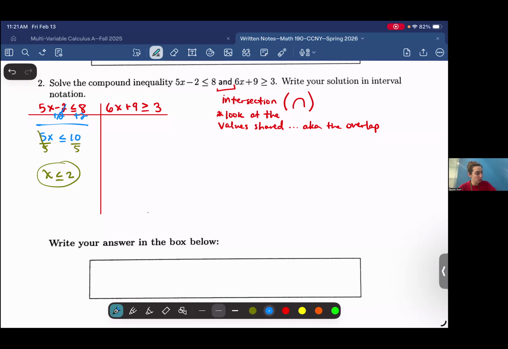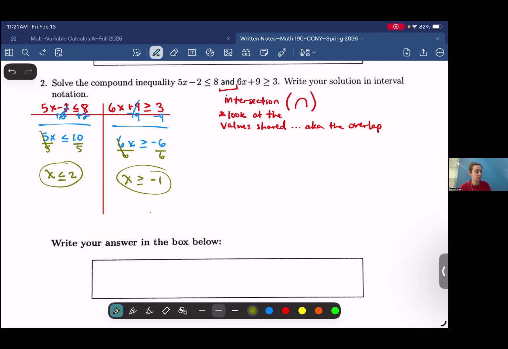In that second inequality, I'm going to subtract 9 from both sides. So I get 6x is greater than or equal to negative 6. And then I'm going to divide both sides by a positive 6. So no flipping of the inequality. And I get x is greater than or equal to negative 1. Now we're going to graph these values on a number line.